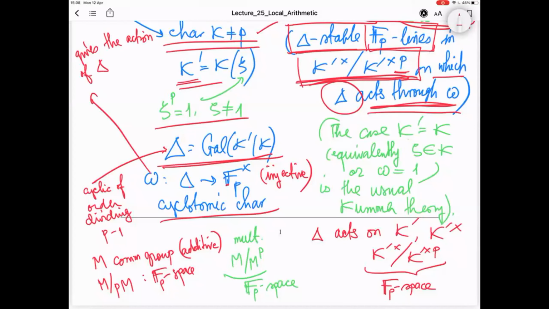of delta. Actually, the correct way of writing it is you have K star, K prime, you have K prime star, and the p-torsion. So this is an F_p line, an F_p space of dimension 1. So the action of delta is given by some character, and that character is called omega, the cyclotomic character.